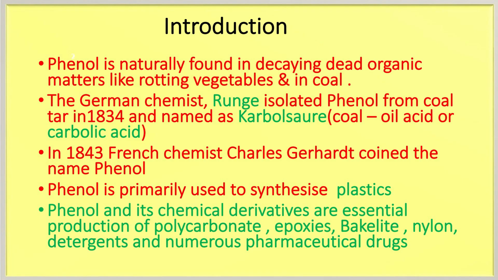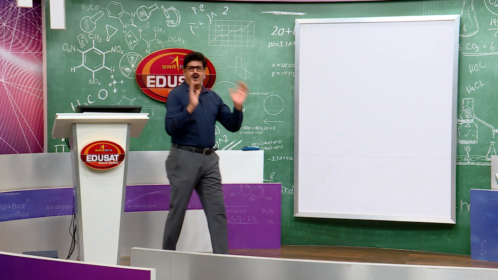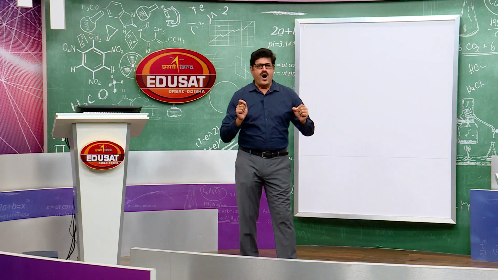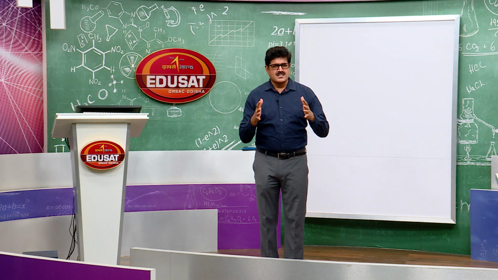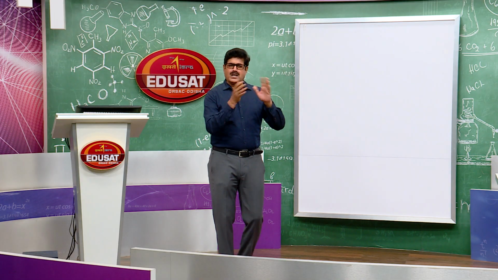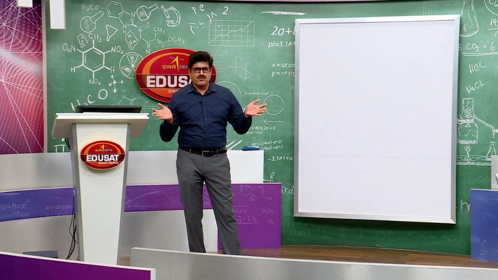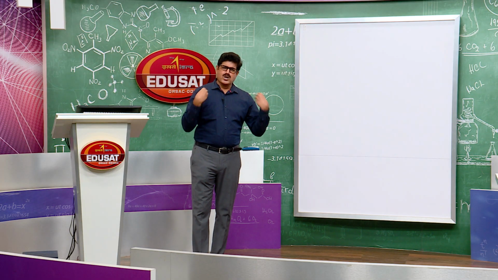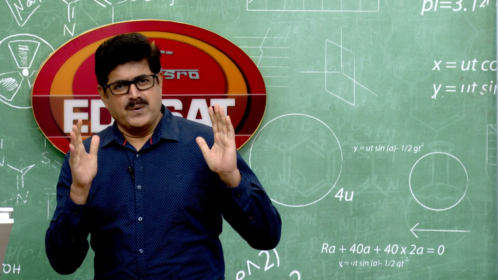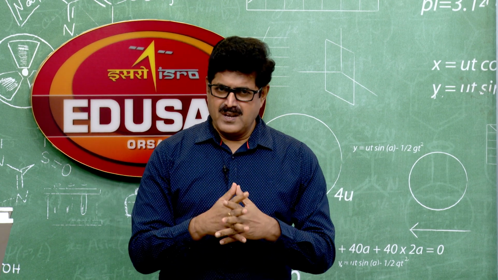So that is phenol. Phenol is primarily used to synthesize plastics. Phenol and its chemical derivatives are essential for the production of polycarbonates, epoxies, bakelite, nylon, detergents and numerous pharmaceutical drugs. So students, our discussion will be on phenol. I hope you will enjoy the class, and after the class you will have total command over phenol and can answer almost all questions asked on phenol. So let's start the class. Students, be attentive, enjoy the class.